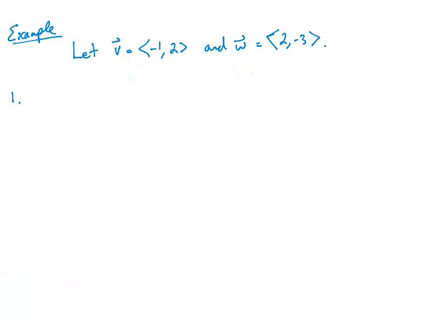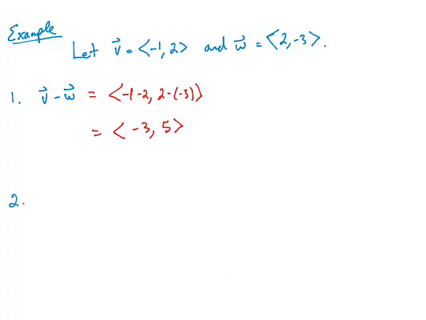All right, let's do some other simple arithmetic with some vectors. So the first example, we want to find v minus w, and we're given these two vectors. All we do to find v minus w is combine the like components. So I'm going to say negative 1 minus 2 for the horizontal component, and then for the vertical component, we're going to say 2 minus negative 3. Putting that all together, I end up with negative 3 comma 5. So that would be v minus w.